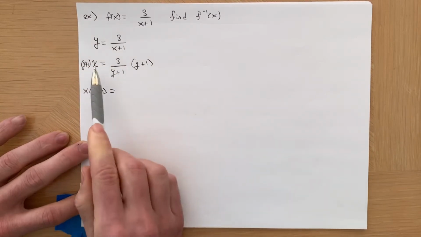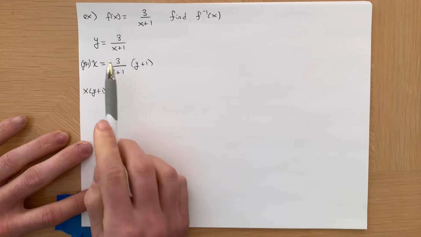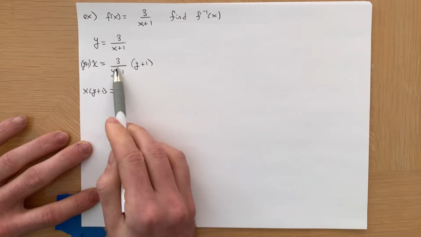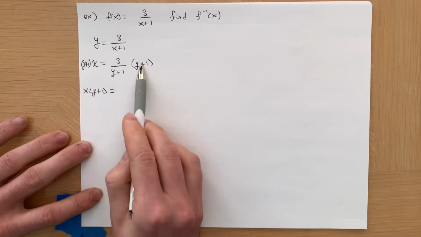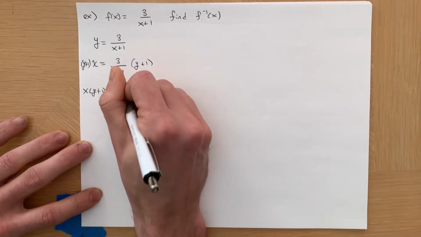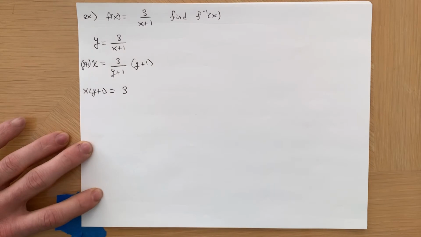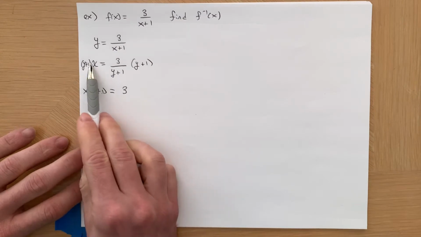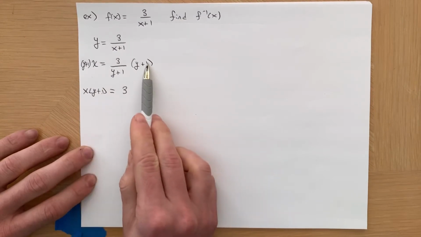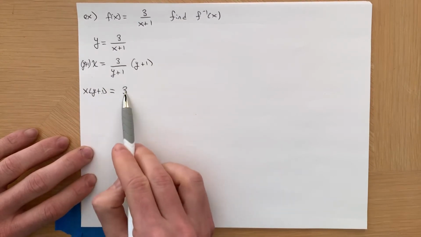So notice nothing changed here. We just multiplied y plus 1 on both sides. And we did that because if we multiply y plus 1 on the right, it's going to cancel. So you have a y plus 1 up here and a y plus 1 up here. Those two cancel and you're just going to have a 3 on the right-hand side. So now we just turn this equation into this. We have x times y plus 1. Here's x times y plus 1. And then we multiply y plus 1 on the right. Those cancel and we just have a 3.